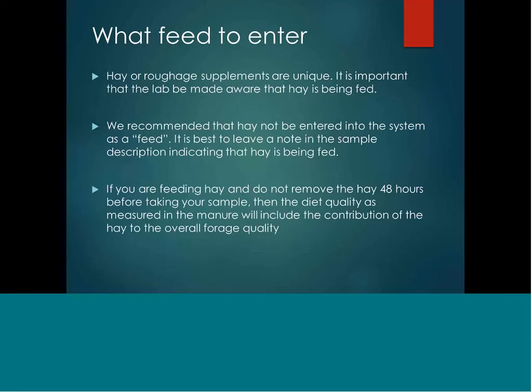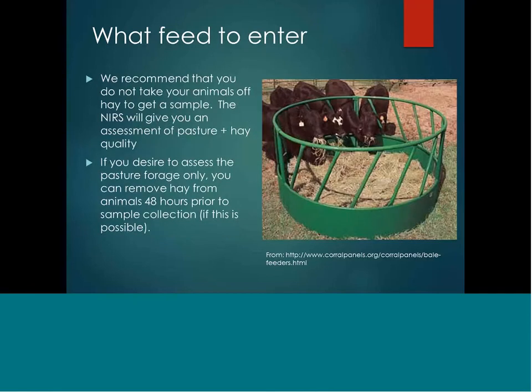Okay, we recommend that you do not take your animals off of hay to get a sample. Once again, this is just something that you're going to make a note of, or leave a note on your handwritten sample sheet telling us that you're also supplementing hay, because the NIRS will give you an assessment of pasture and hay quality. If you desire to assess the pasture forage only, you can remove hay from the animals 48 hours prior to sample collection, if this is possible. Again, if it's not practical for you to remove the hay or supplemental feed, don't worry about doing so.